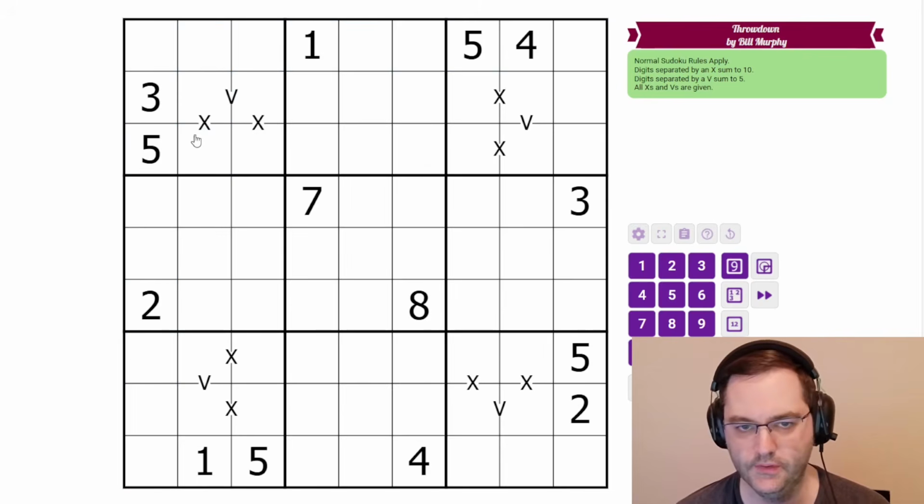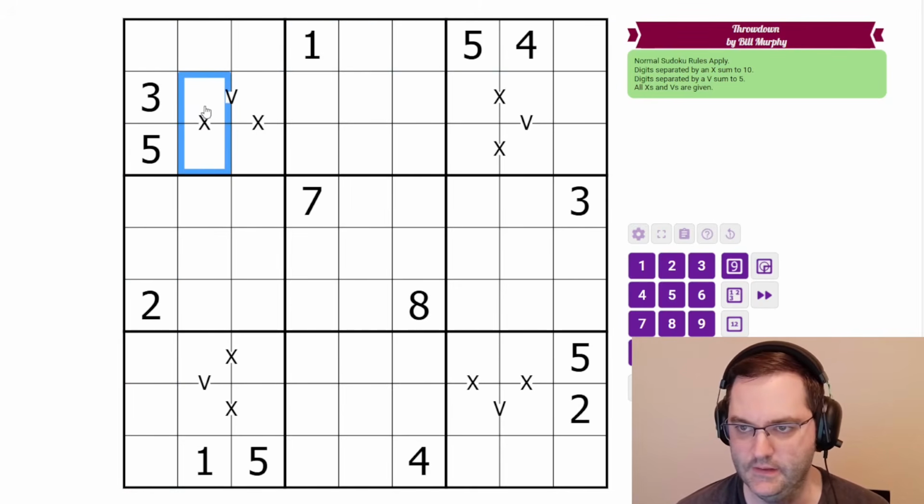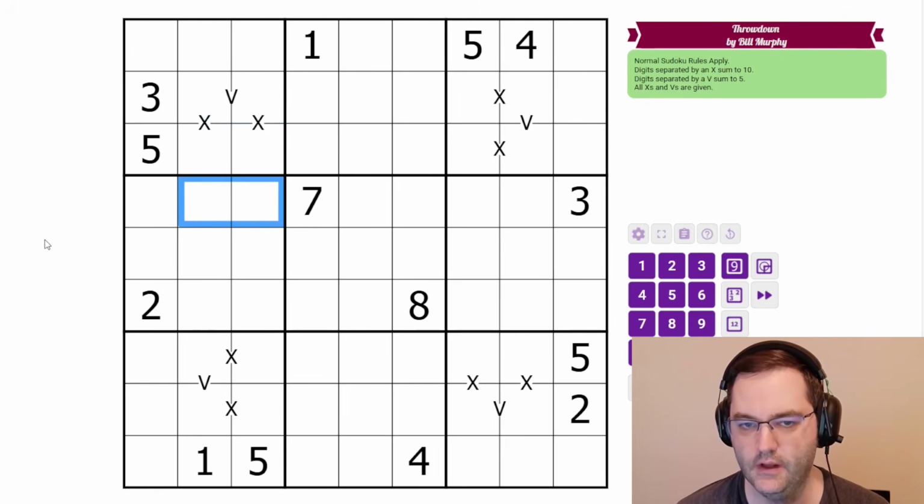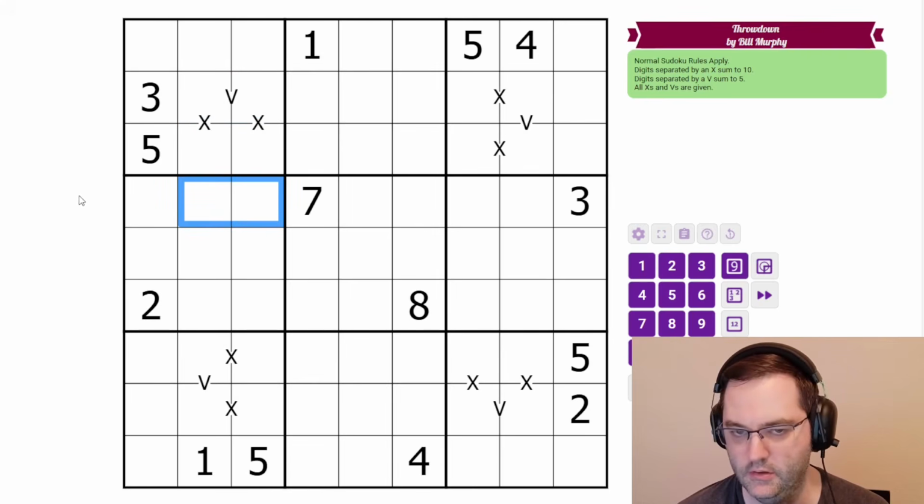Additionally, we have some clues in the grid. And if two cells are separated by an X, they sum to 10. And if they're separated by a D, they sum to 5. And if they're not separated by anything, they don't sum to 5 or 10. Otherwise, they would have a letter. So these two cells cannot sum to 5 or 10.